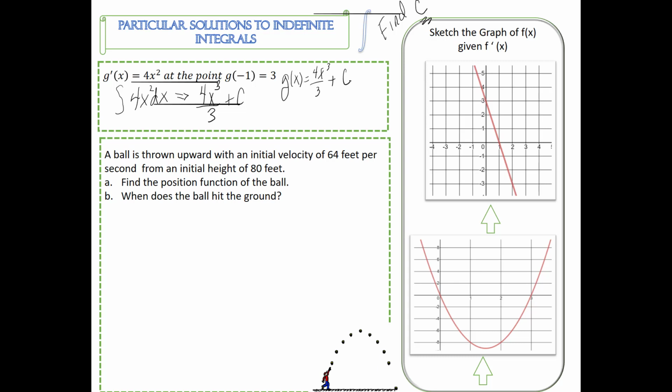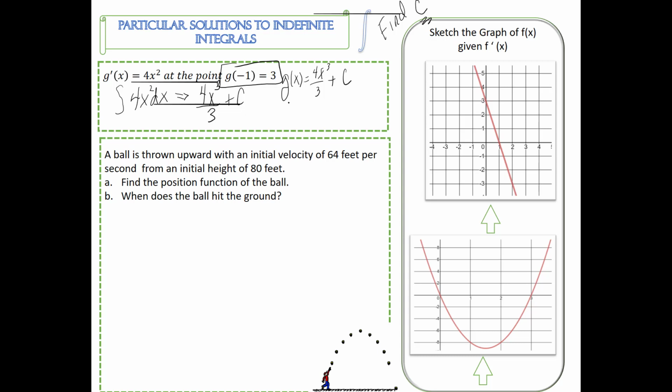And remember, that could be 5, 100, negative 12, 1.2, pi. It could be any constant. But a particular solution wants just one of those solutions. So this is called a general solution. I want just one solution. So you were given that g at negative 1 equals 3. So that means at negative 1 is the x value, the y value, or the function value is 3.